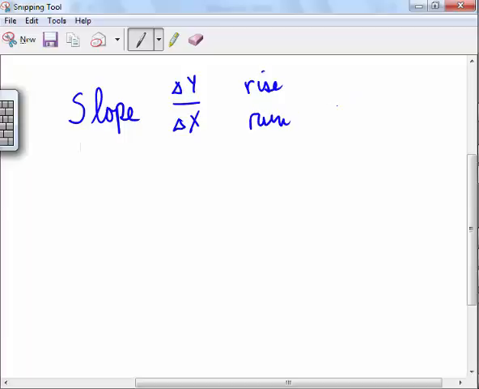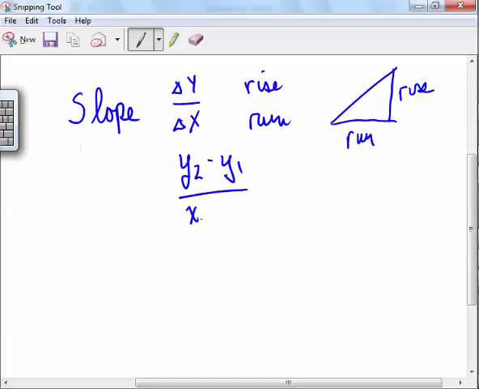In other words, it's how far up you go, that's the rise, compared to how far forward you go, that's the run, to get to your spot. And since it's change in y, I always do the second coordinate, so it'd be y2 minus y1 over x2 minus x1. And you can see some of the examples that they've got there, and some of them get a little complicated.